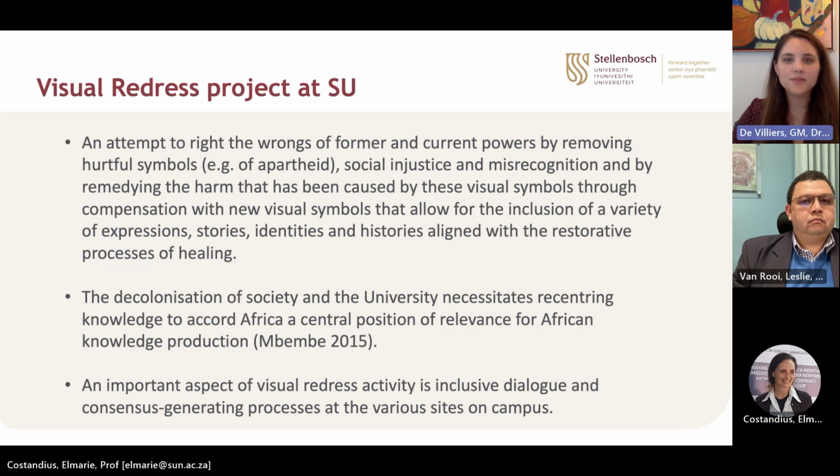Right, so the Visual Redress project aims to change the visual language of the university's campus. It focuses on the removal or contextualization of sensitive artwork or symbols, adding new symbols, updating campus signage, the naming and renaming of buildings, and other such initiatives. It's really about decolonizing and transforming symbols and spaces that were previously hurtful and exclusive into inclusive and welcoming symbols and spaces for all.